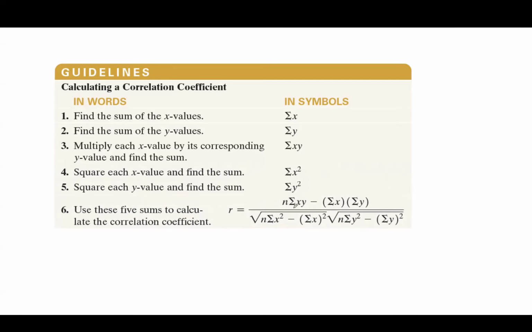Basically, it is n times the summation of x times y minus the summation of x times the summation of y, divided by the multiplication of 2 square roots. The square root of n times sigma x squared minus sigma x to the power 2, times the square root of n times sigma y squared minus sigma y to the power 2.